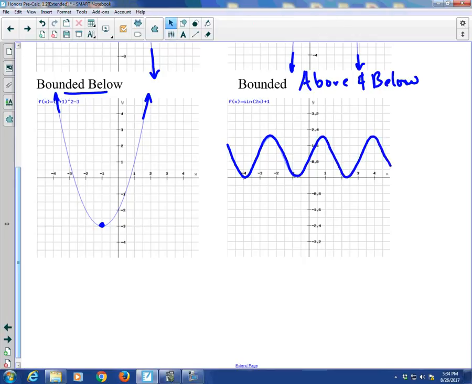So it achieves its absolute max with each peak of the wave and its absolute min with each valley of the wave. And in general right here, since it's just continually oscillating between its max and its min, it never gets to positive infinity, so it's bounded above. It never gets to negative infinity because it's bounded below, so that means that it's just plain bounded.